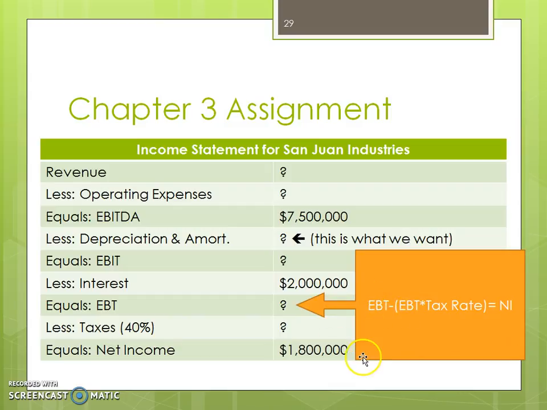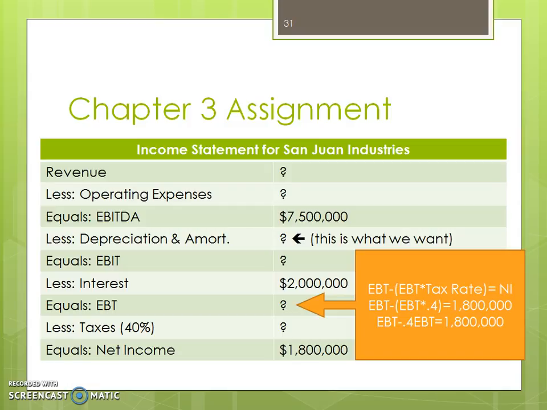So we don't know what EBT is, but we do know what the tax rate is. So we can go ahead and plug in what we know. We know that our tax rate is 40%, so I'm going to keep that in decimal form at 0.4. And we know what net income is. And now we only have one variable, which is EBT.